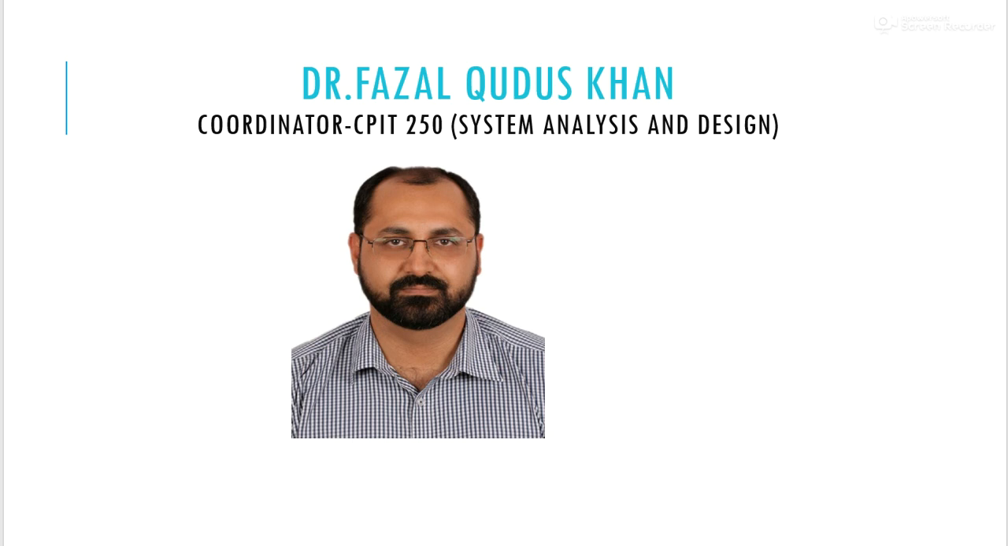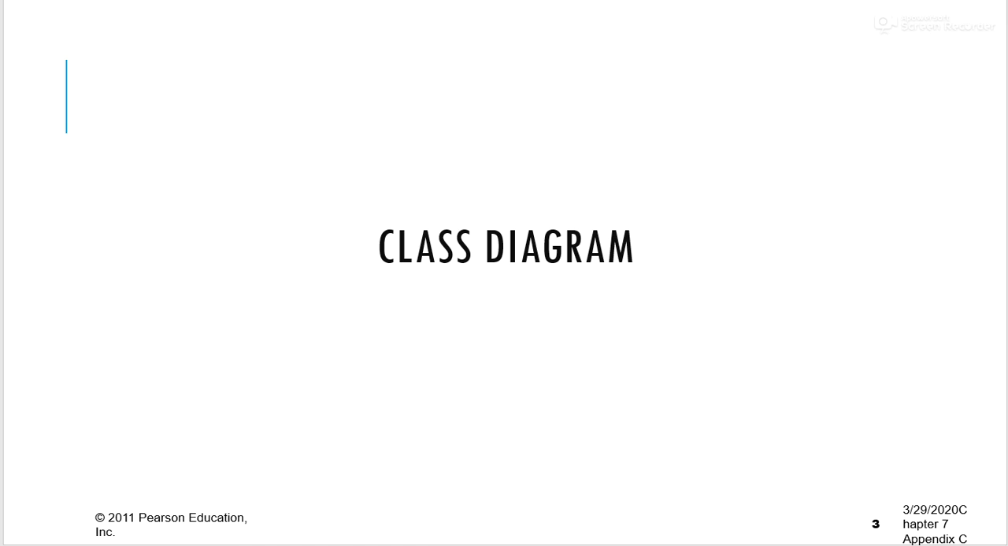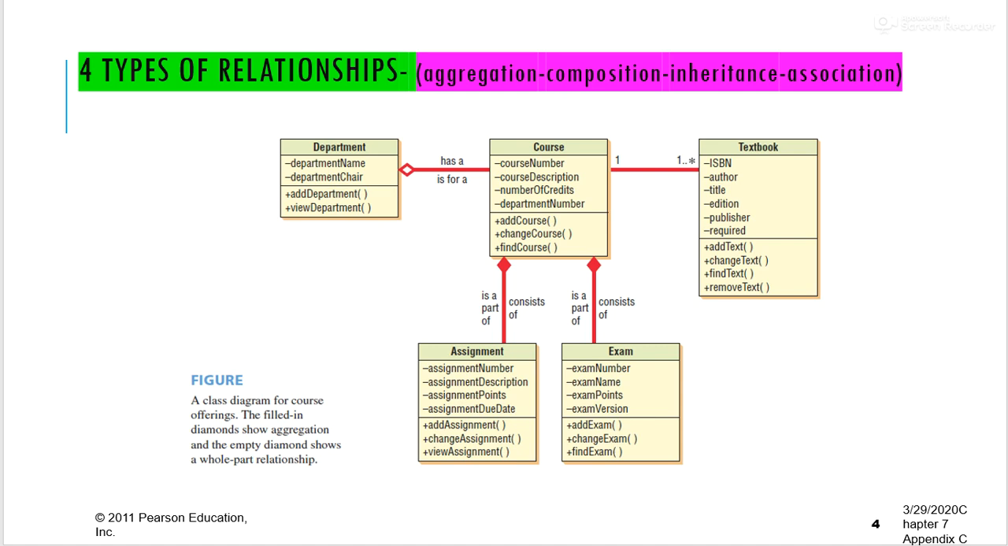So let's begin with the class diagram. Now, basically what we want to see in the class diagram at first is what are the basic elements of a class diagram. Then we will see how many types of relationships there are between classes, how many different relationships we can have in a class diagram. In front of you, you see a class diagram.